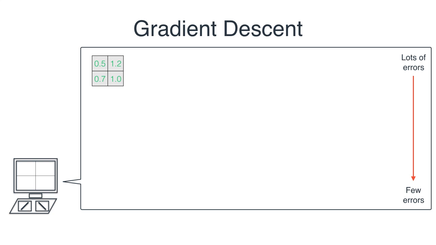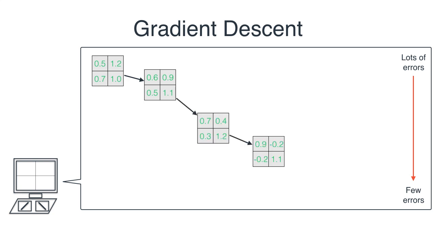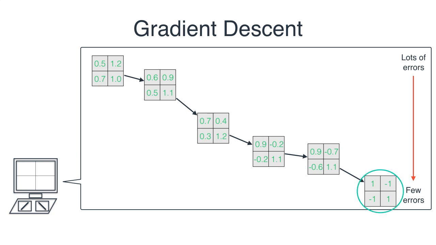So we take our numbers and we change them slightly, and we try to see in what direction we can change them so that we get something with fewer errors. And then we do it again, and we follow this path many times until we get something that's pretty good with few errors. And then we end up with that.